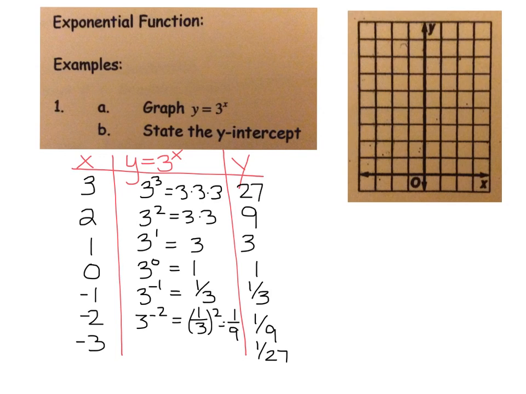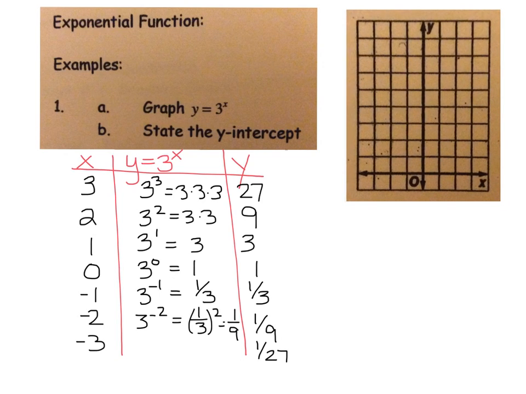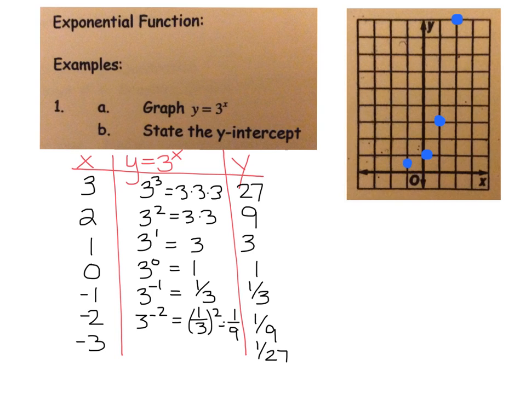Let's go plot those on our graph. Now 3 to the 3rd, 27, is really too big, so we won't plot that. Let's start with 2, 9. So that's going to be right up here at the top. And then we're going to do 1, 3. And then we've got 0, 1. And then we've got negative 1, 1/3. So that's really low down here. And then we've got negative 2, 1/9, which is really low. Even lower than that 1/3, and then 1/27.